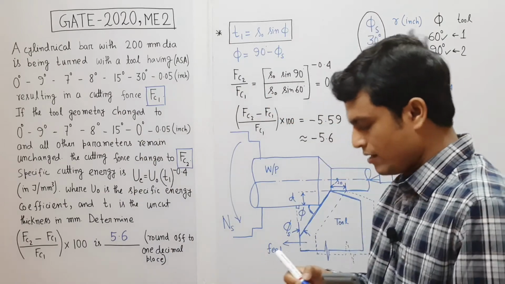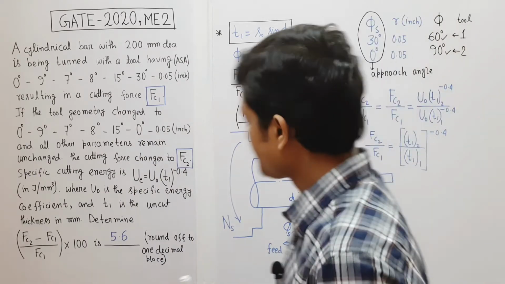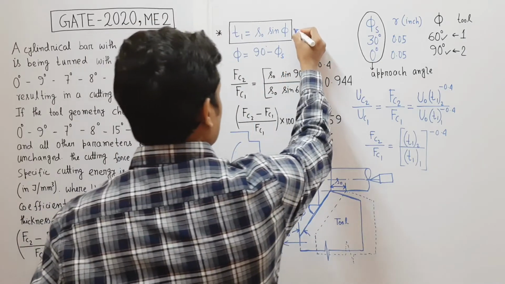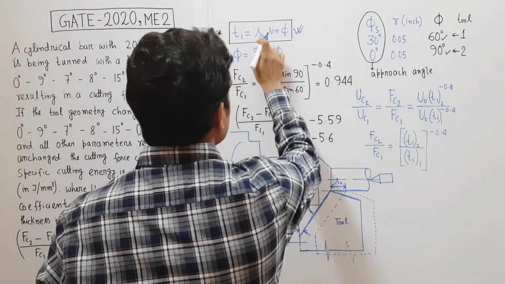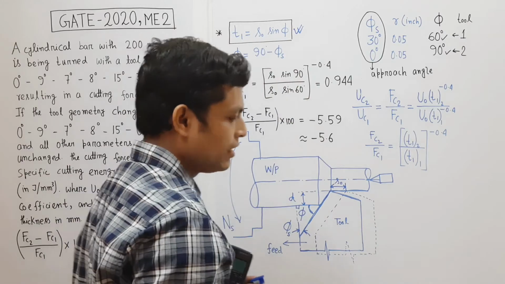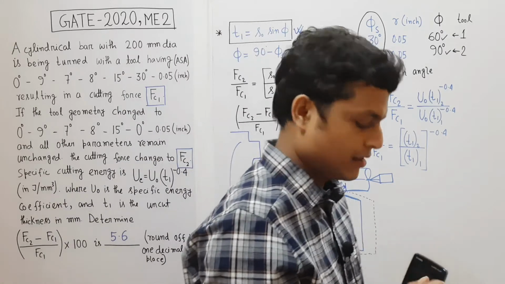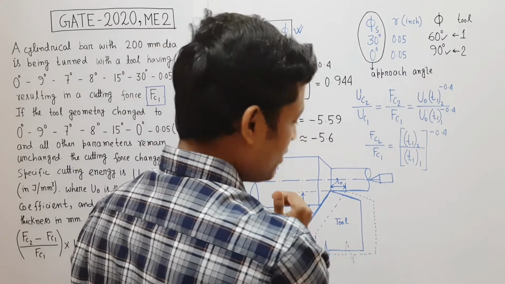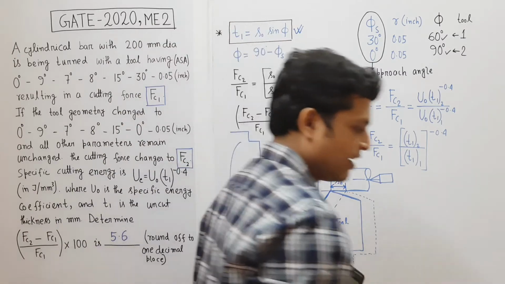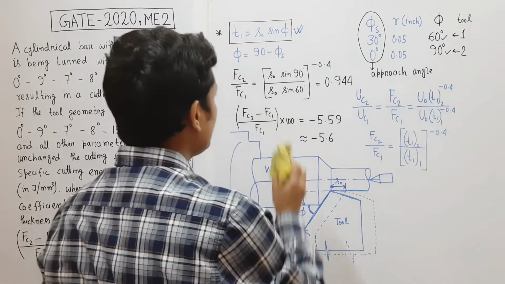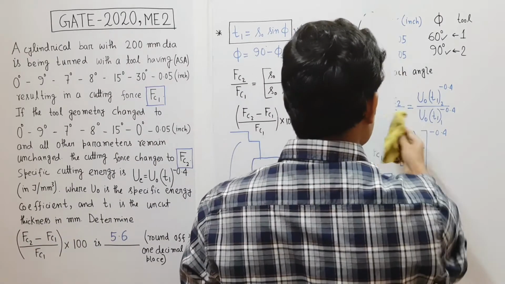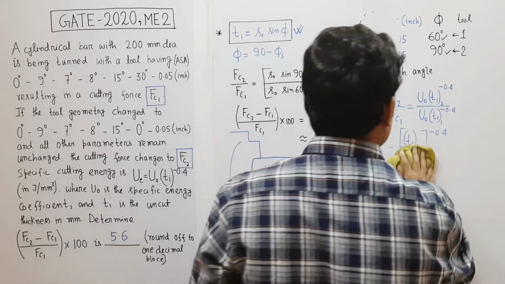Okay. So we have solved this problem. But the question is, we have used this equation here: T1 is S0 sin phi. T1 is the uncut chip thickness. So let us see how it becomes S0 sin phi and in what situation this equation is not valid. So let us check the validity of the equation.